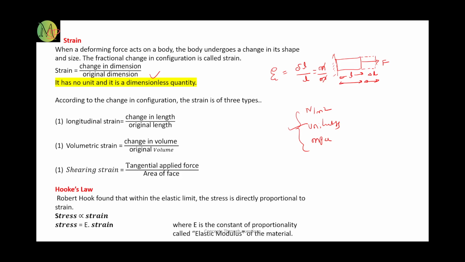So this is regarding strain, and strain is also classified as longitudinal strain, volumetric strain and shearing strain. Longitudinal strain is the change in length to the original length, along the length of the object. Volumetric strain is related to the volume, the change in volume to the original volume. Shearing strain is the tangentially applied force to the area of the force.